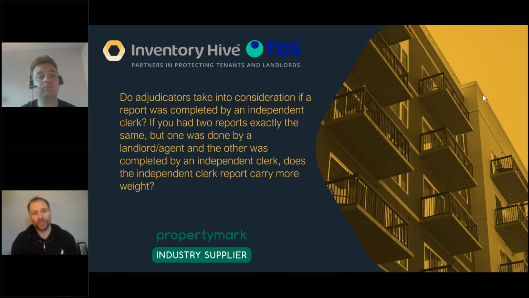So adjudicators do think about this in the round, but it's not going to necessarily undermine your claim if an agent or landlord does their own version.